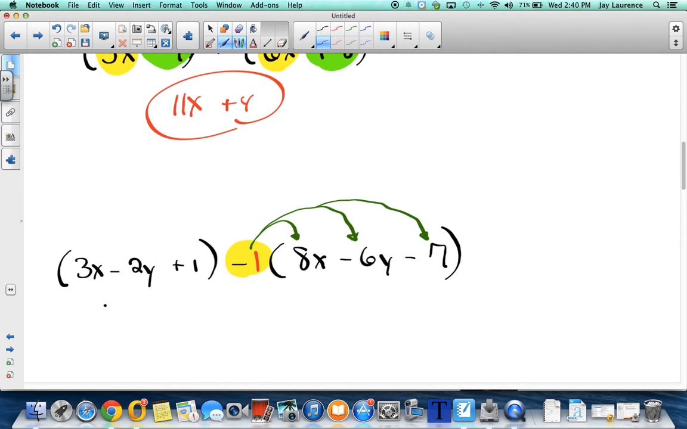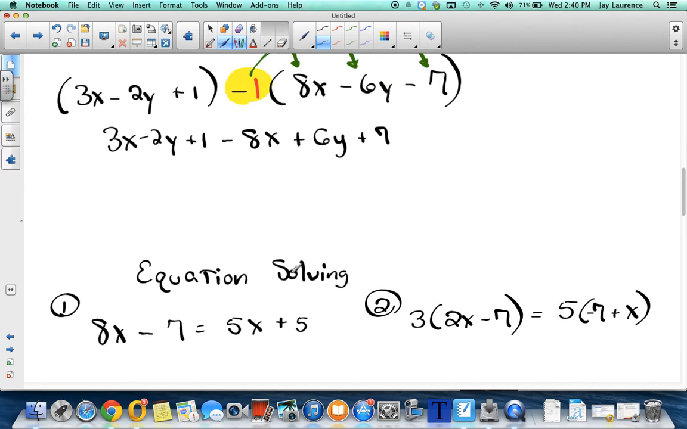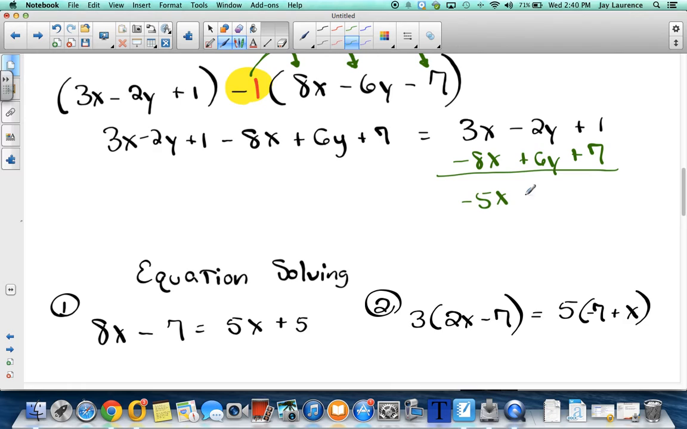So my new problem becomes 3x minus 2y plus 1. Those parentheses are now unnecessary, and I'm going to distribute. I'm going to get a -8x plus 6y plus 7. Now some of you would have preferred me to write it like this. So I will: 3x minus 2y plus 1, and then minus 8x plus 6y plus 7. When I do that, I'm going to combine like terms, and I'm going to get a -5x plus 4y plus 8. And there you go.